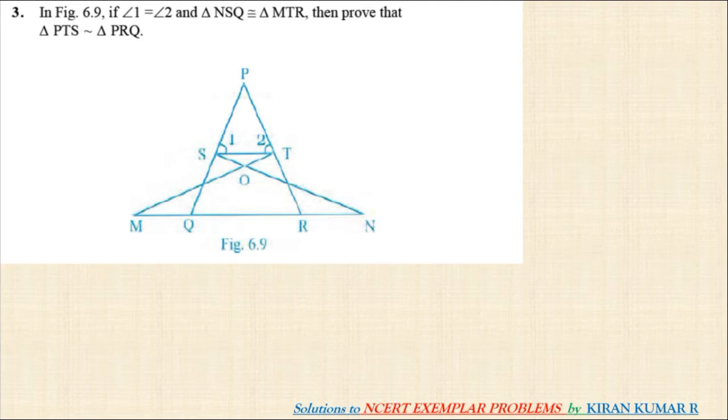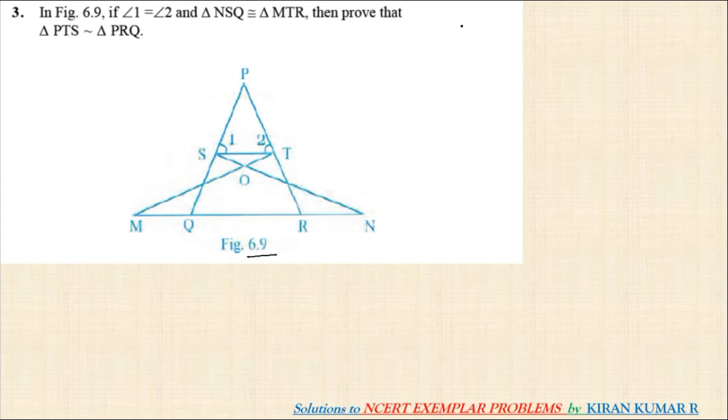Question number 3. In the given figure 6.9, angle 1 and angle 2 are equal. Triangle NSQ is congruent to triangle MTR. We need to prove that triangle PTS is similar to triangle PRQ. To do that, we have to get one of the criteria for similarity.